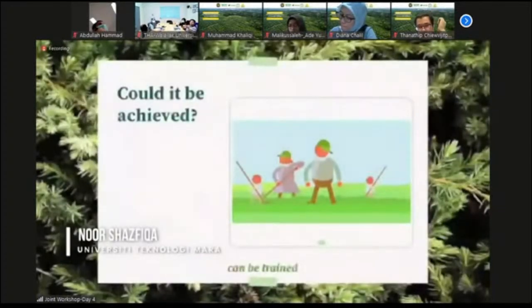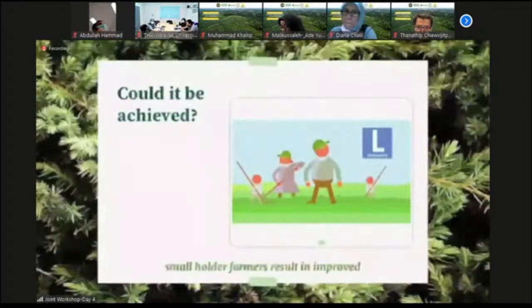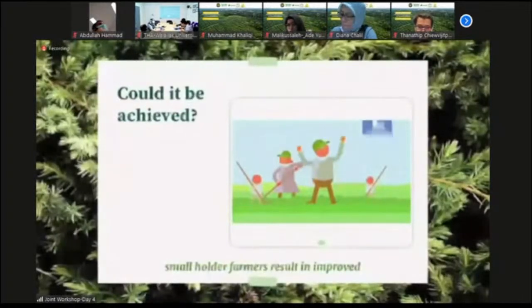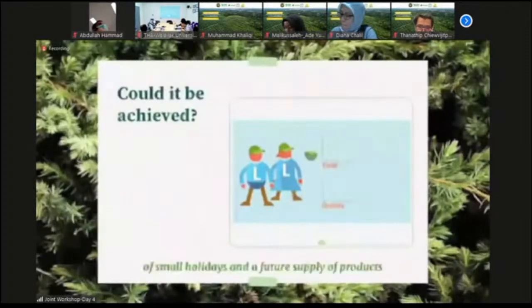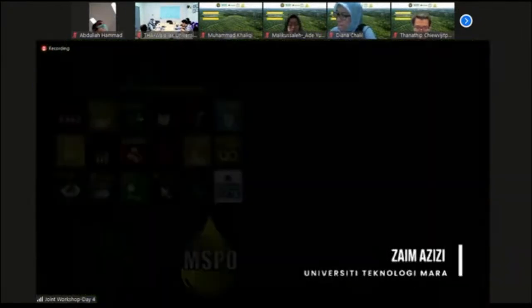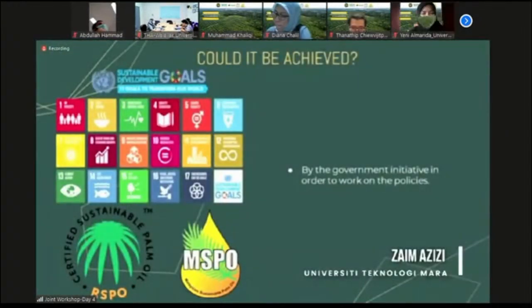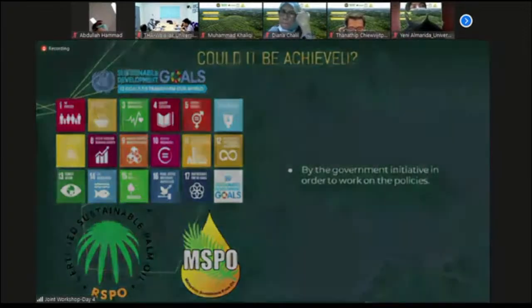Smallholder farmers can be trained to become more sustainable, as training smallholder farmers results in improved yields and higher quality crops, which directly improves the livelihood of smallholders and the future supply of products. That's good news for everyone. A sustainable supply chain could be achieved through the government. The government of the country needs to take the initiative in order to work on the policies.